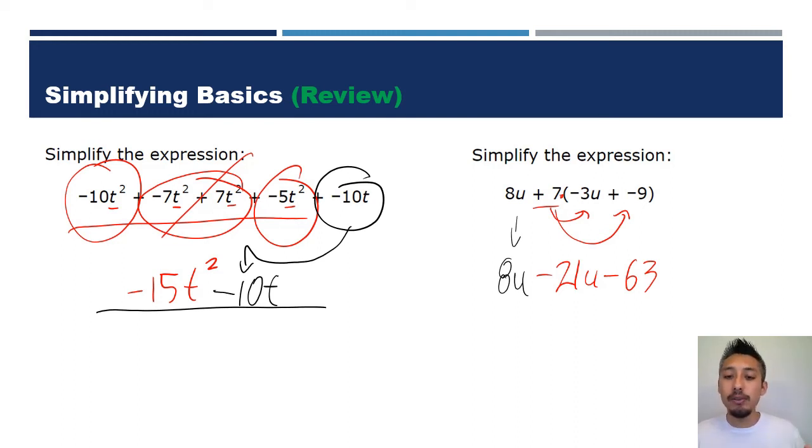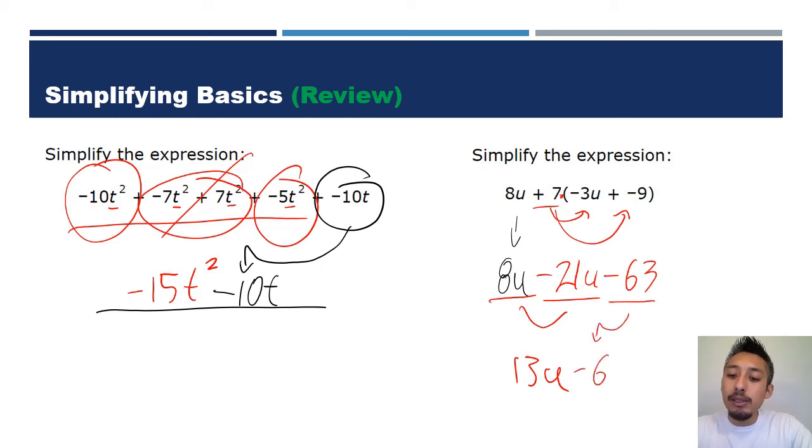Now we're going to ask ourselves, are there any like terms? Is there anything that we can combine? If we notice that these first two, 8u and negative 21u, they both have u as a variable, and because of that they are like terms. We can combine them. 8u minus 21u is going to be negative 13u, and we still have that negative 63 that we could go ahead and drop down. Negative 63. The last thing we're going to ask ourselves is there anything else that we can combine? And in this case our answer is no. One of our terms has a variable, the other term does not. So these cannot be combined.